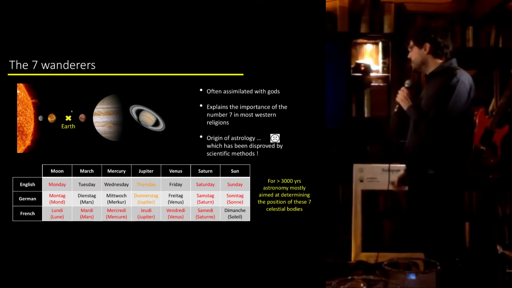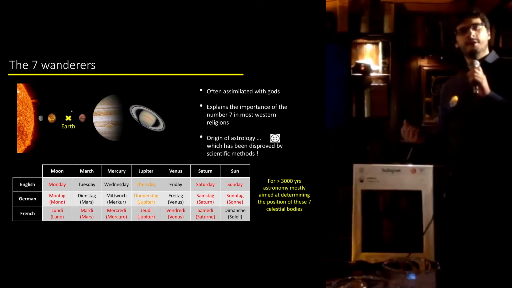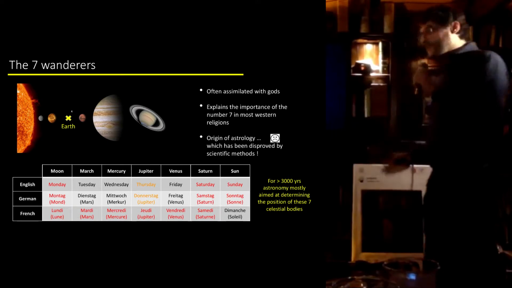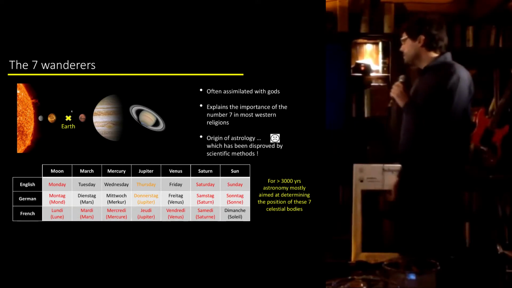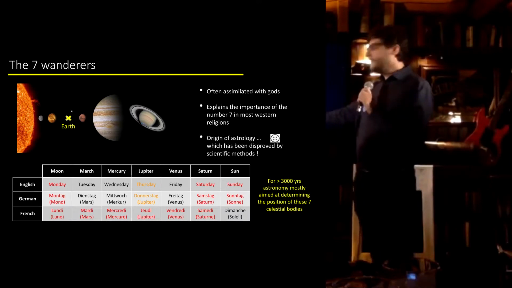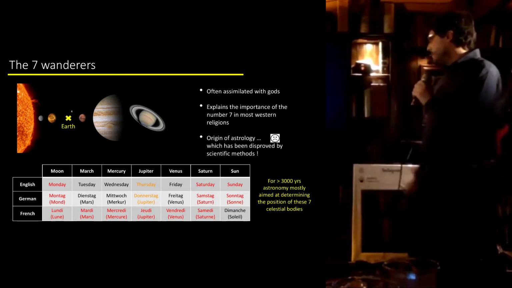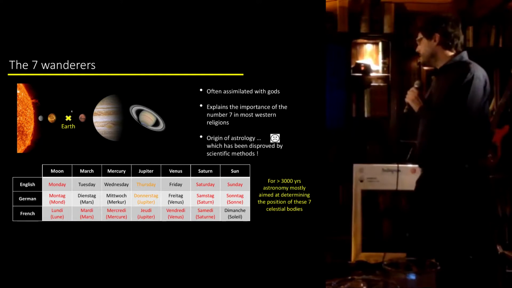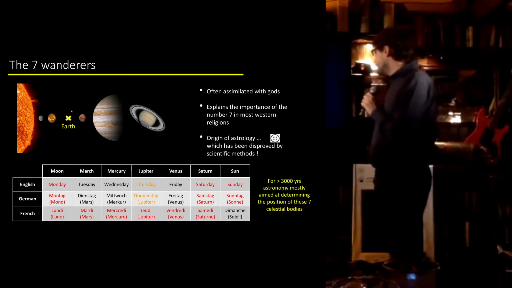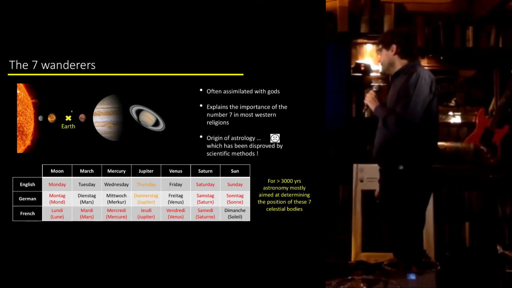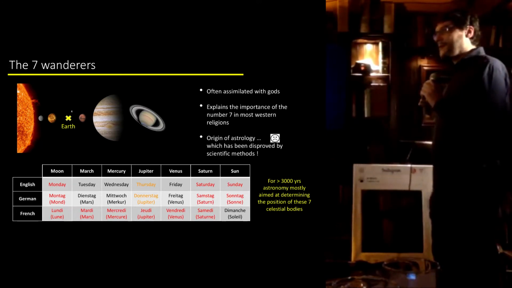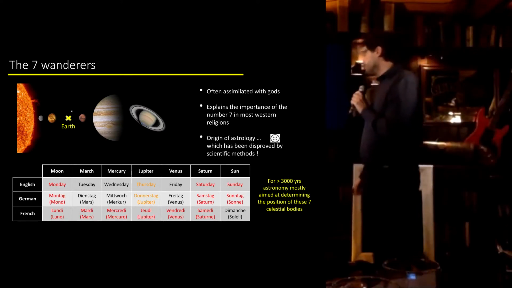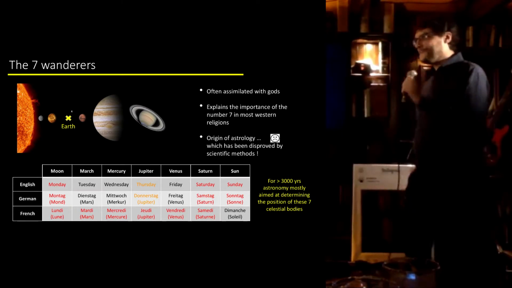And the second thing is that this also explains the importance of the number 7 in many of the Western religions. And that's the origin of the week of 7 days, for instance. So you have these small charts here at the bottom that show in several languages how you say the days of the week compared to the names of the planets. And you see that for the moon, for instance, Monday in different languages comes from the moon. You see also very obviously in German and English that Saturday and Sunday come from Saturn and the sun. And you have some indication that Thursday comes from Jupiter, god of thunder.